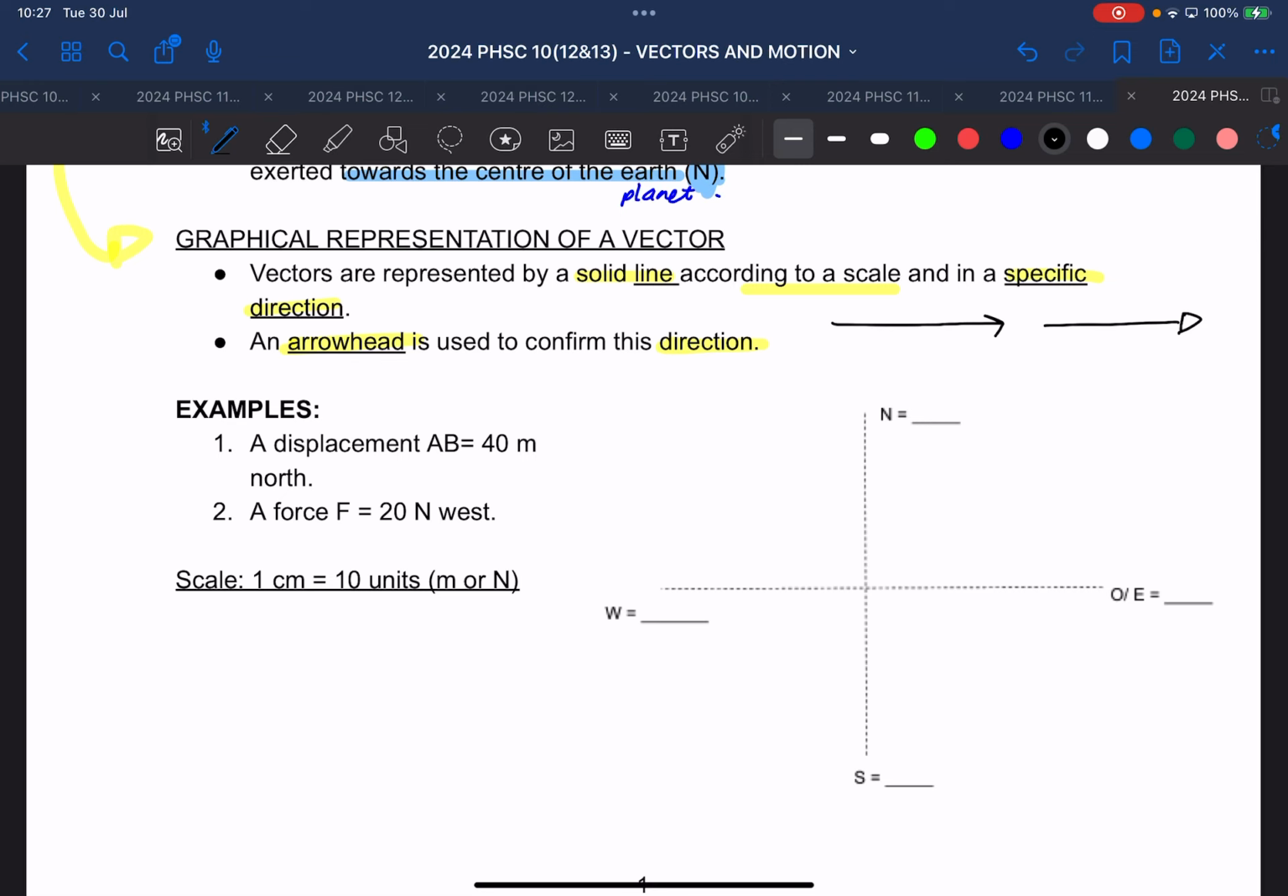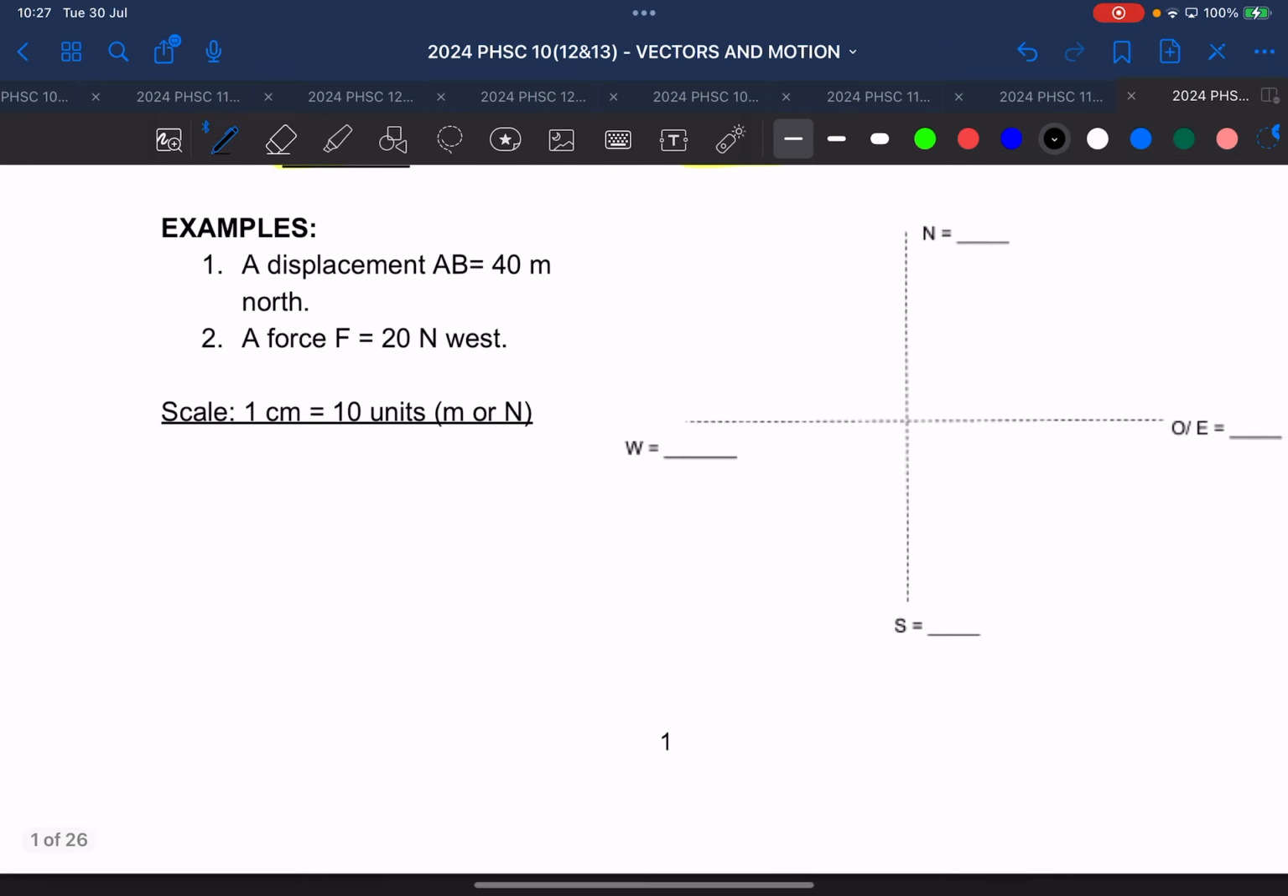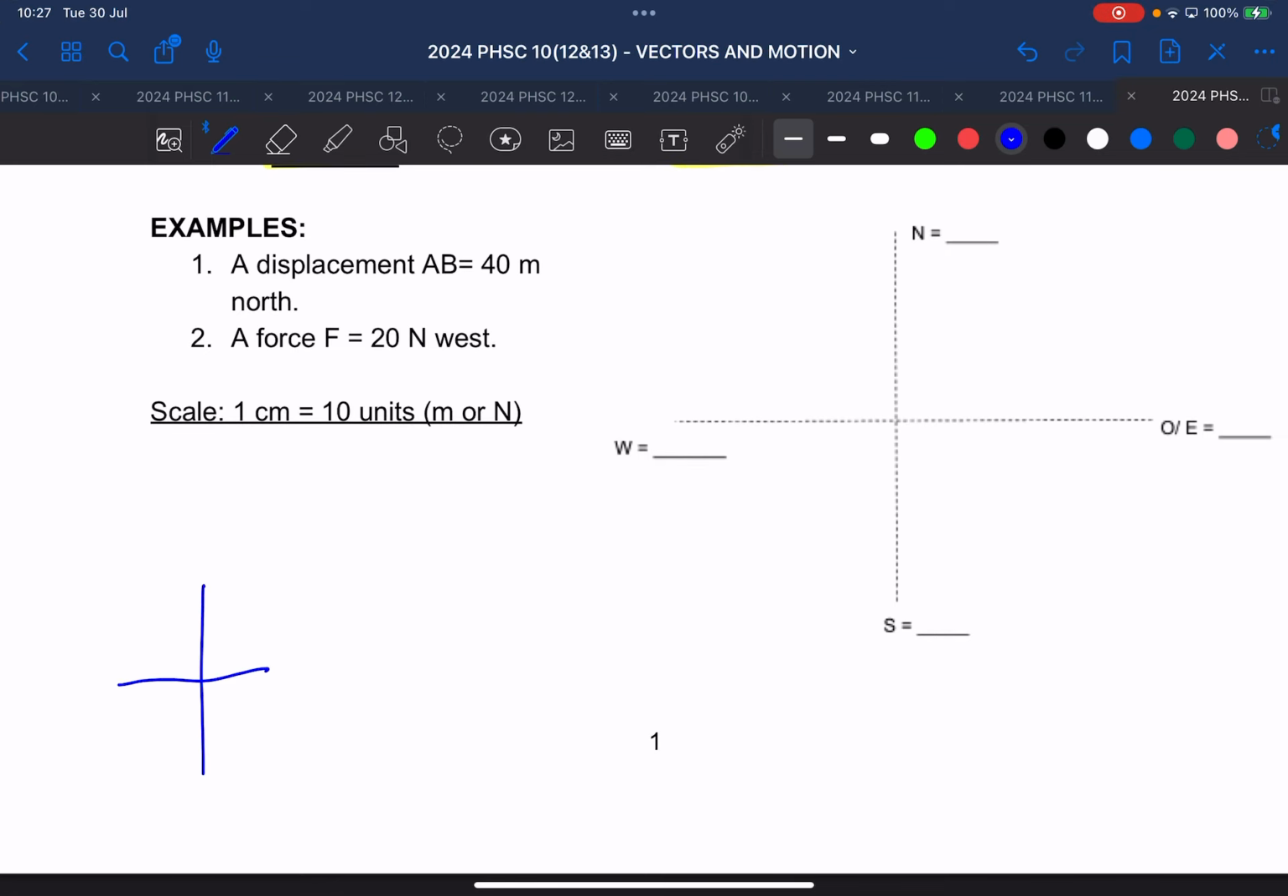Before I say this, in mathematics you have had 0, 90, 180, 270? Yes? This is not mathematics. We are working with the rules of aviation.